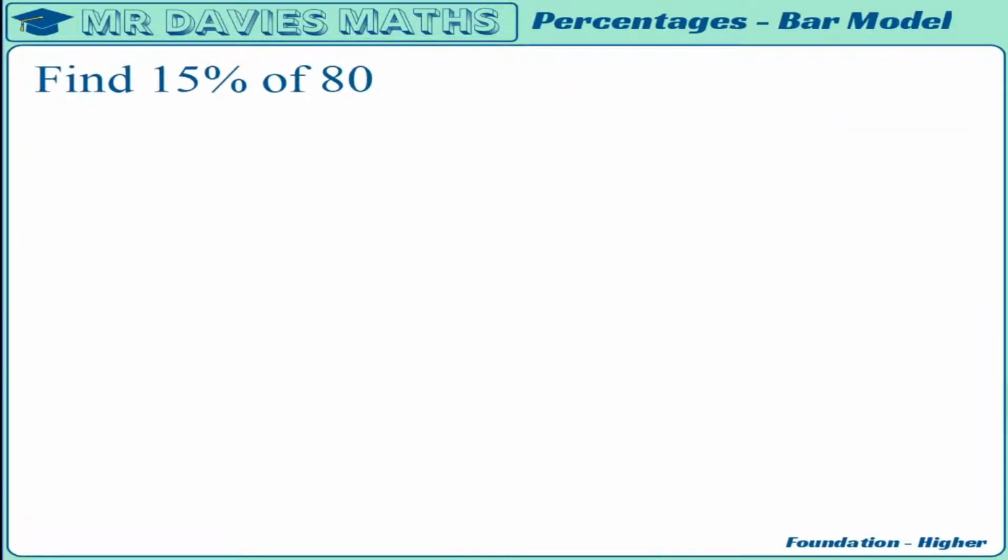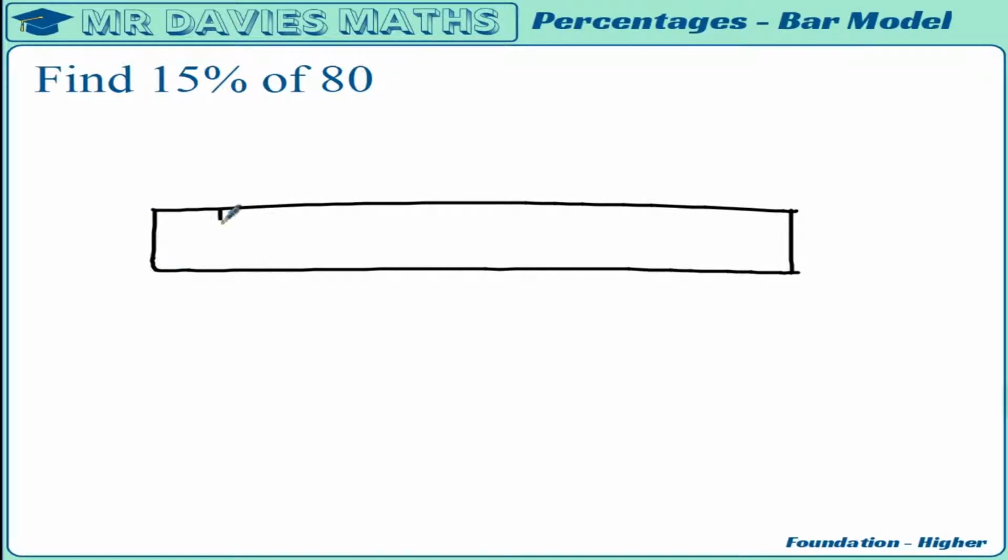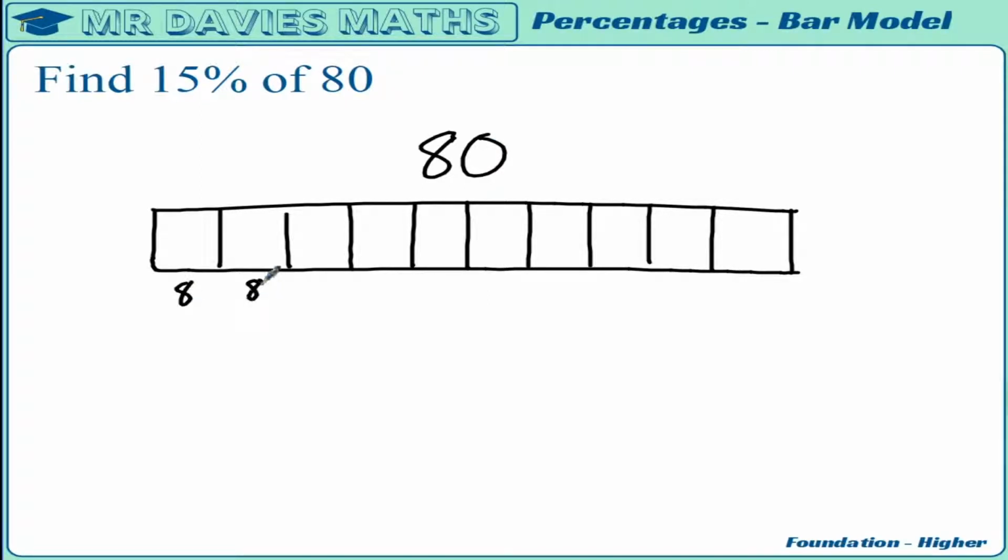Okay, find 15% of 80. Well, I'm still going to start off with my 100% bar. 1, 2, 3, 4, 5, 6, 7, 8, 9. This time I've got 80 as my total. And I'm going to share that into each box. So I've got 8 in each box. Remember, 80 divided by 10 is 8. So there's 8 in each box.